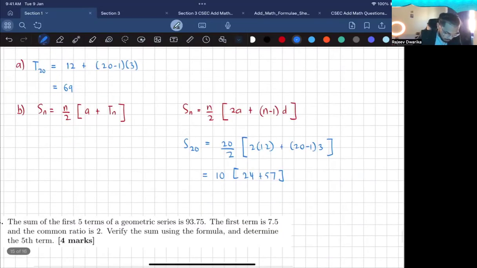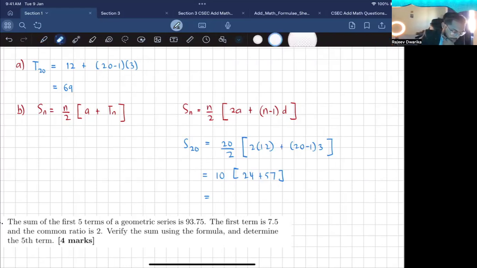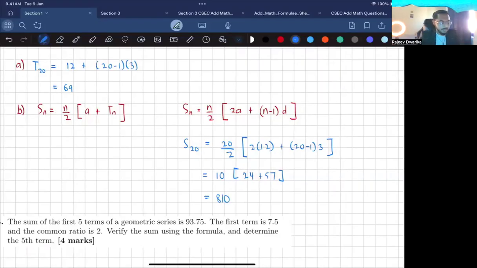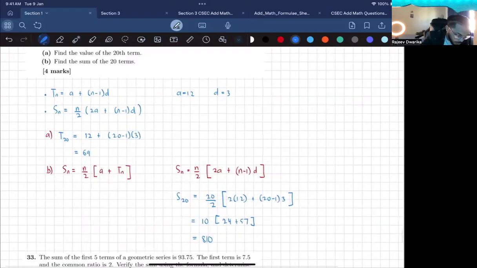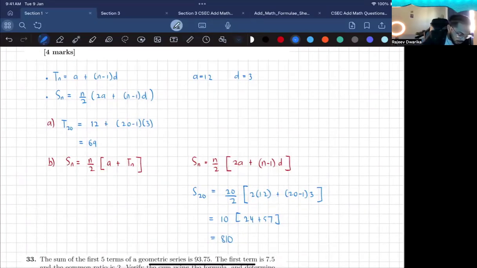You should get... I get 10 times 81. 24 plus 57 is 81. So that'll be 810. That's what you got? Yeah. Okay, good. Ladies, y'all got 810 as well, right? Yeah. Nice. So you would have to find T of n first. So did you all find T of n on the outside and then plug it in, or did you all find it inside the equation? What did you all do? Outside. Okay.